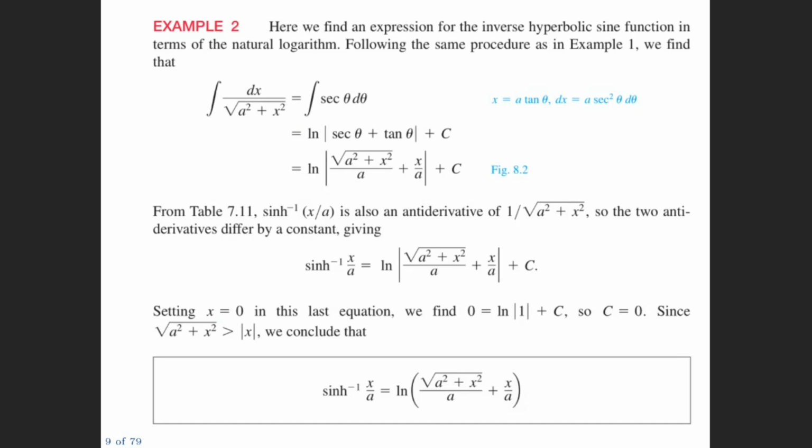If we put 0 here, this is just 0. If we replace x by 0, this is 0, forget about that. We will get square root of a squared over a, or just 1. Natural logarithm of 1 is 0. So we must have that the constant is equal to 0.